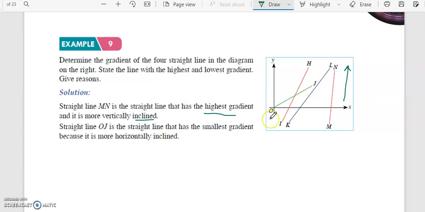It becomes a vertical line. If it is slanted, we don't call it a horizontal or vertical line. We call it an inclined line. Straight line OJ is the straight line that has the smallest gradient because it is more horizontally inclined. OJ is getting closer to the x-axis. Eventually, if it is exactly parallel to the x-axis, the gradient will be equal to 0.